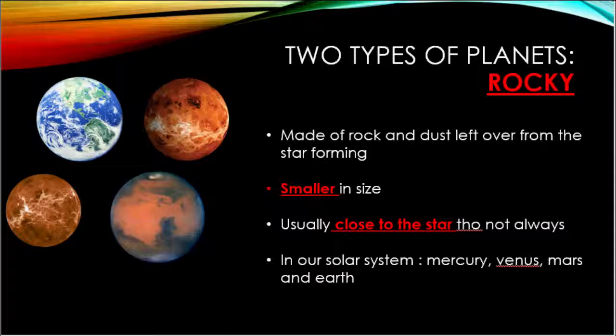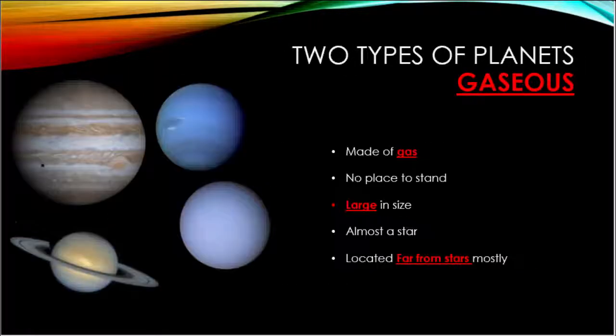The second type of planet, as I said, is the gaseous, and of course it's made out of gas. So these aren't very tricky names, they're pretty straightforward, so that's a good thing. Makes it a bit easier to remember.